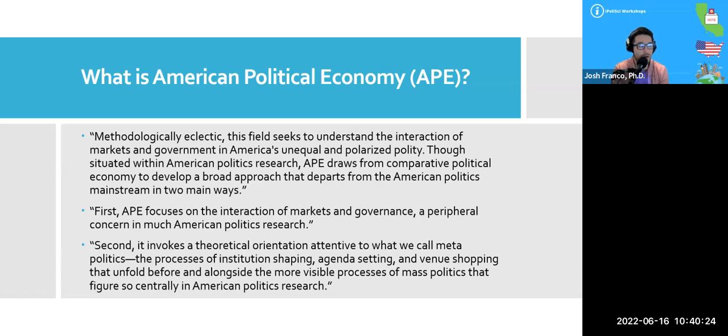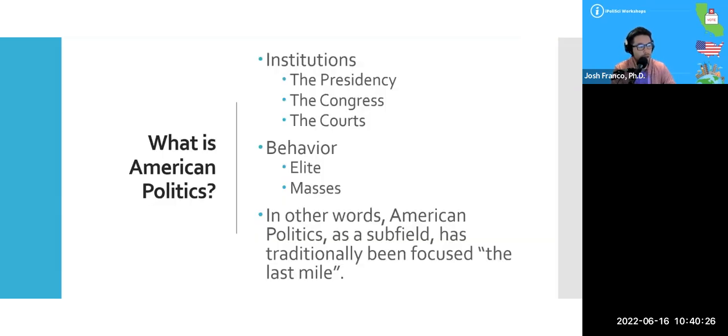So that's a lot. So let's break down some of these terms and also kind of what is American politics. So starting off with what is American politics, normally the way it's understood in the field is that we have institutions and we have behavior. And the institutions that are of most interest and focus are the presidency, the Congress, and the courts, and specifically the Supreme Court. And when it comes to the behavioral field, you're either interested in the behavior of elites.